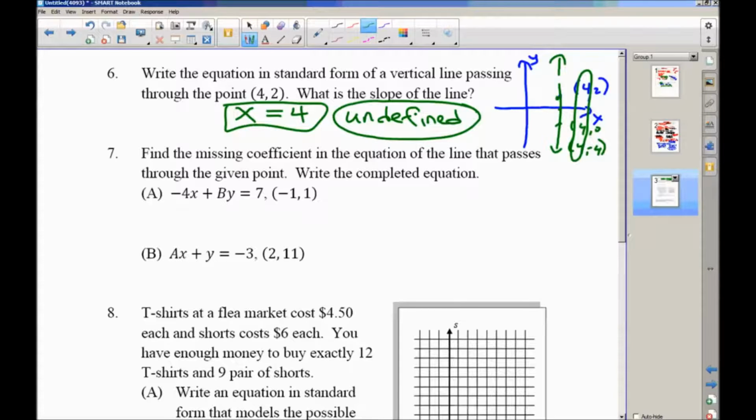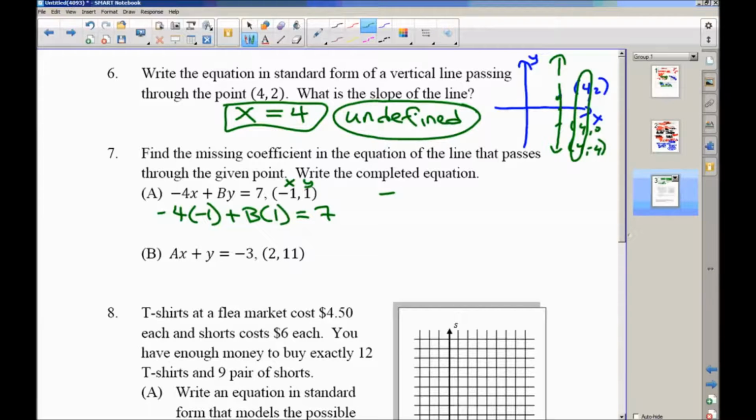Number 7, find the missing coefficient in the equation of a line that passes through the given point and write the completed equation. So we want to figure out what the b is. I know all the other parts and I know a point. So this is really easy. Your point is (x, y). So all we do is stick a negative 1 where x is, a positive 1 where y is, and then we solve for the coefficient b, that big one.